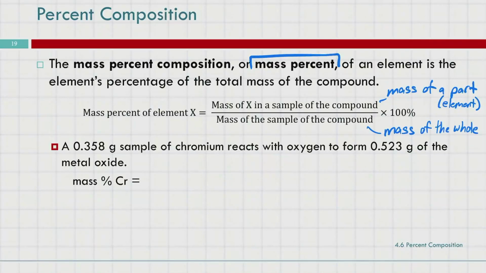An example of using this formula, we've got a 0.358 grams sample of chromium, and that reacts with oxygen to form 0.523 grams of the metal oxide. So our part, since we're looking for the mass percent of chromium, chromium is going to go on the top in the formula, and the metal oxide mass will go on the bottom.